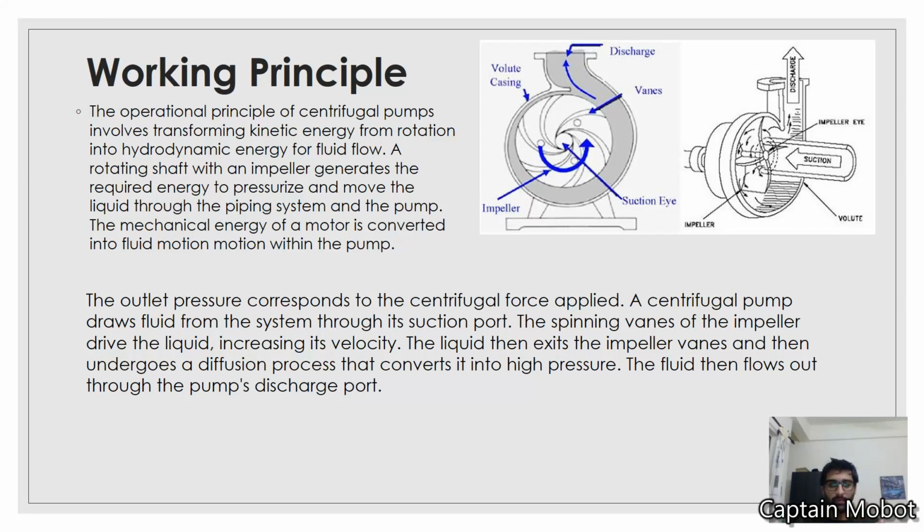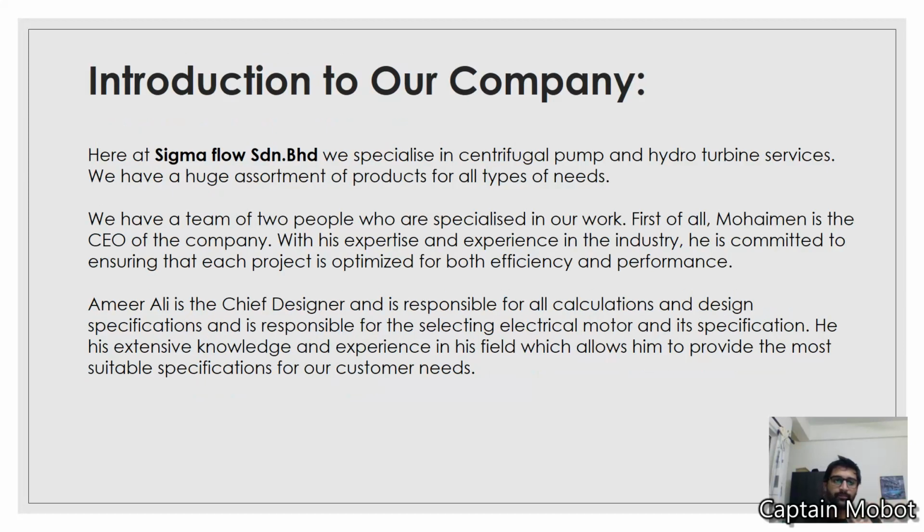A centrifugal pump draws fluid from the system through its suction port. The spinning vanes of the impeller drive the liquid, increasing its velocity, and then it exits the impeller vanes and undergoes a diffusion process that converts it into high pressure, whereby it exits out through the pump discharge port.